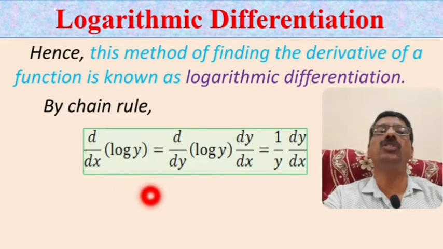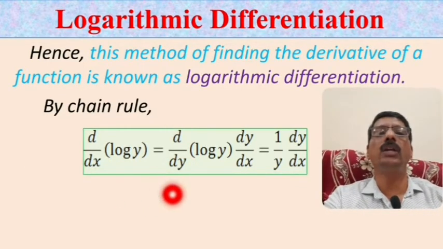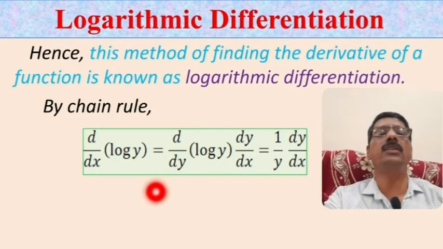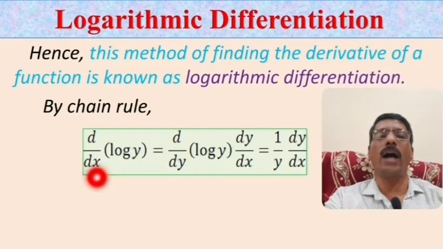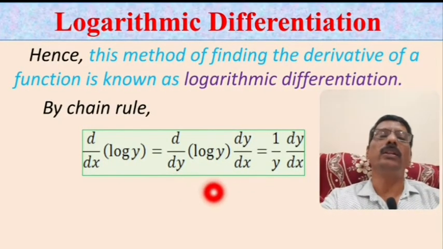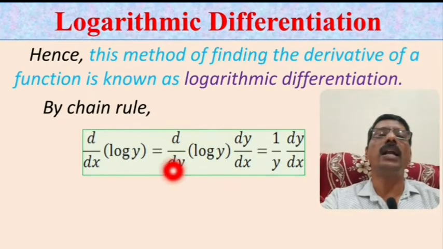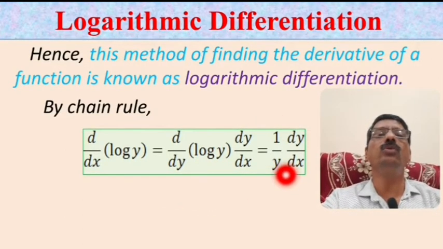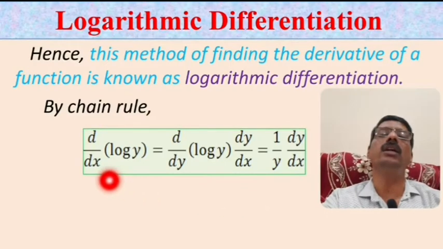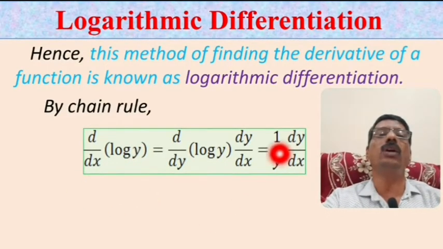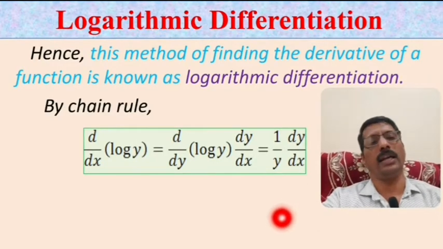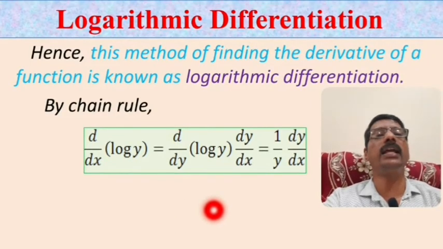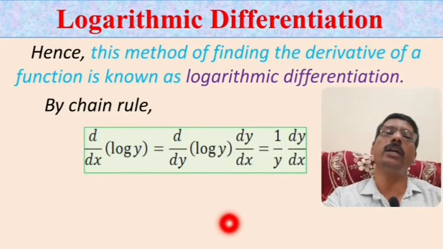Therefore, by applying the chain rule, that can be written as d by dy of log of y into dy by dx. Here dy is cancelled, and only d by dx of log of y remains. The derivative of log of y with respect to y is 1 upon y, into dy by dx. That means the derivative of log of y with respect to x is 1 upon y into dy by dx. Okay, that is very important. That has to be taken in each and every example of logarithmic differentiation.